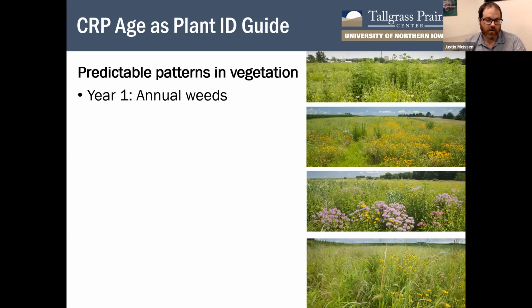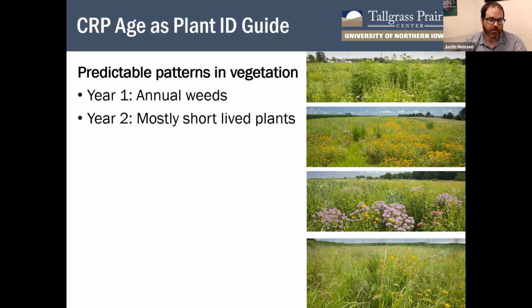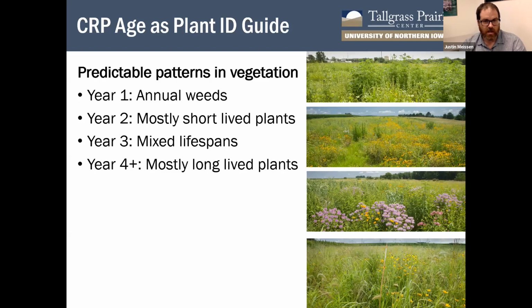The first year is invariably dominated by annual weeds. Pretty simple. The second year is usually characterized by short-lived plants and an abundance of flowers from those species. The third year often has a mix of short and longer-lived plants. And by year 4 and beyond, the flowering vegetation becomes quite variable year to year and is mostly made up of long-lived plants. So let's take a look at each of those ages.